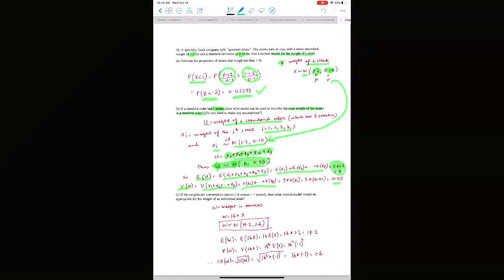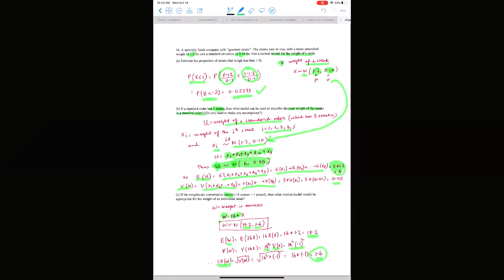Now, if the weights are converted to ounces, what shall be the distribution? 16 ounces make a pound, so my new random variable will be 16 times X. So my W follows normal with mean 19.2 and standard deviation of 1.6, because the expected value of W is the expected value of 16 times X, and the variance of W is 16 squared times the variance of X, and the standard deviation of W is the square root of the variance, and this is 1.6.